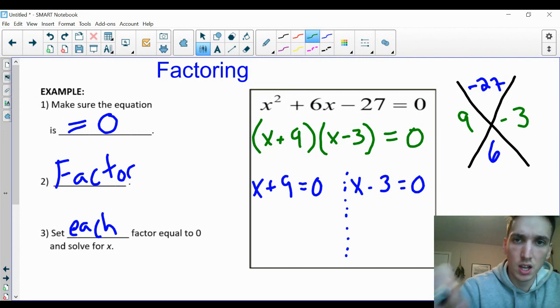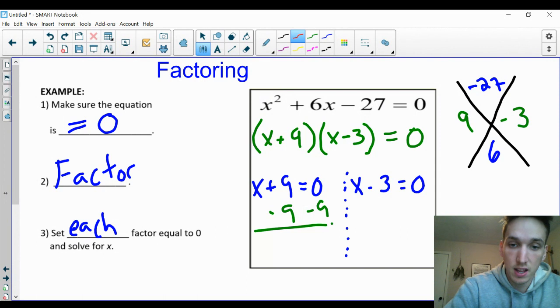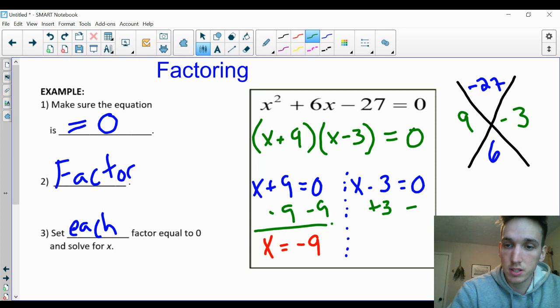And what you get here, you should have two really simple equations. x plus 9 equals 0. I've got to subtract 9 from both sides. And I've got x equals negative 9. And here, x minus 3 equals 0. I've got to add 3 to both sides.